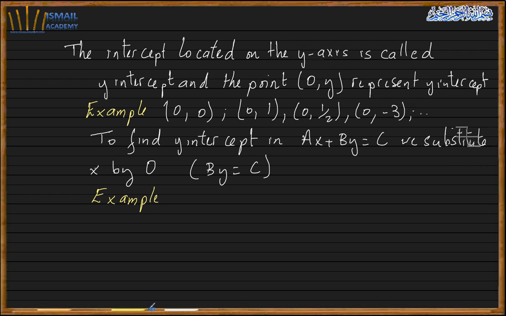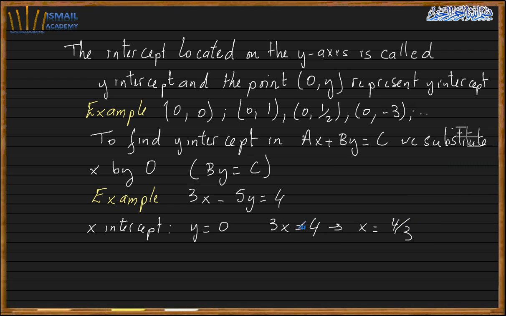Example. If I have 3x minus 5y equals 4, to find the x-intercept, I make y equal 0. So we end up having 3x equals 4. When I substitute 0 here, this is gone. Then x will be 4 thirds if I divide both sides by 3. So my x-intercept will be (4/3, 0).